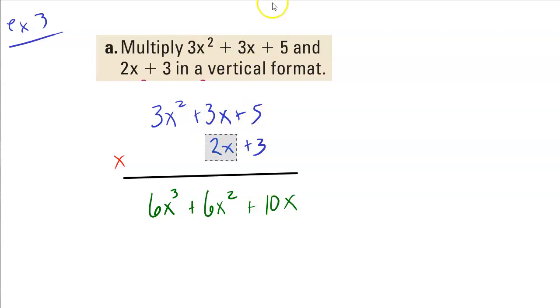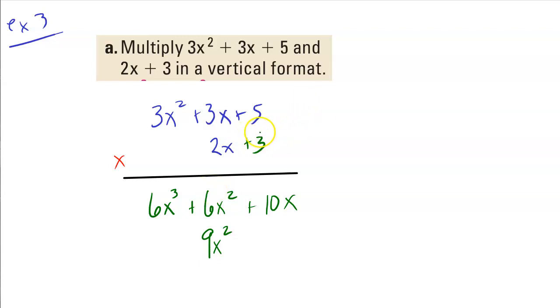All right, so I took care of the 2x, and now I have to go to the 3. And I have to take the 3 and also multiply it by each term in the above polynomial. So I'm going to take 3 and multiply it to the 3x squared, to the 3x, and also to the 5. So I'm going to go ahead and say 3 times 3x squared. Well, that's going to give me 9x squared. Now when I put it below, I want to make sure I keep my like terms lined up. So I'm going to put it in this column so that it right away matches up with the term above it.